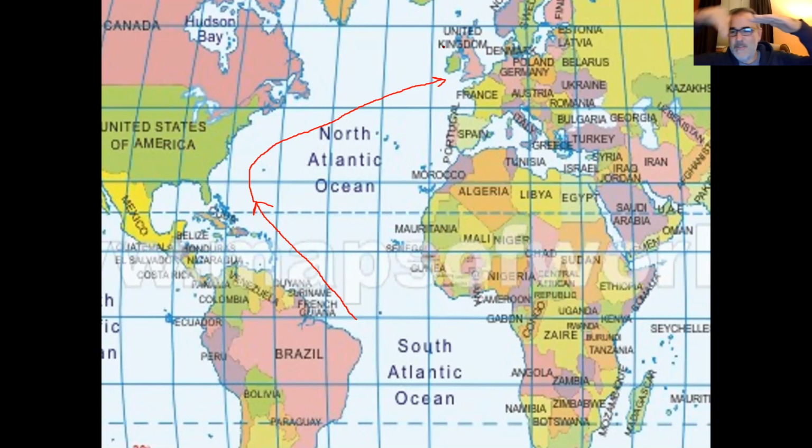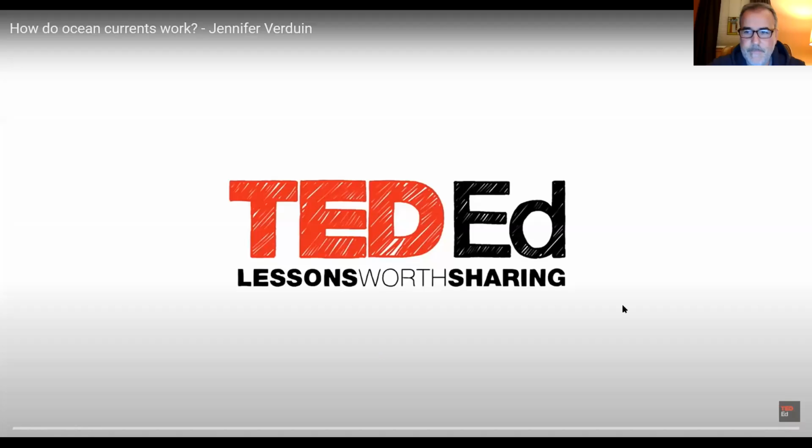And so as the surface water is going this way and then it releases the heat, it then sinks down. It's like a conveyor belt, and it will go in different directions. And this conveyor belt will distribute the heat and the nutrients around the globe. Okay, so now I'm going to share with you a couple of videos about the ocean currents and how they work.